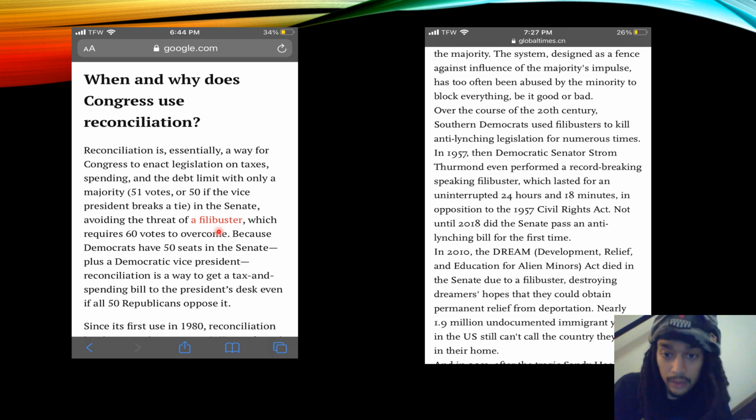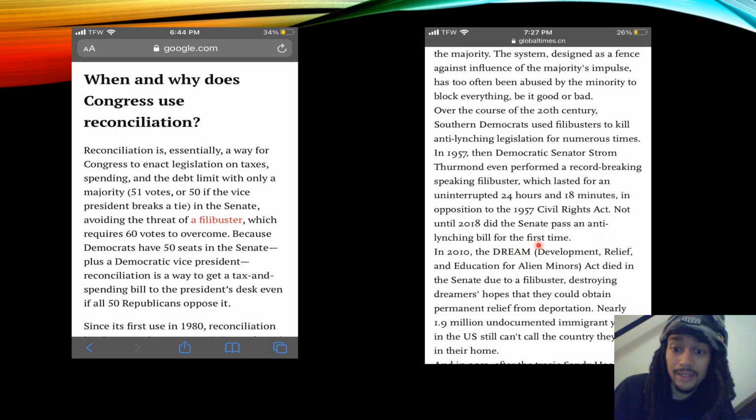So I'm gonna read this. Okay, we're gonna talk about the Civil Rights Act. Southern Democrats used filibuster to kill anti-lynching legislation numerous times. In 1957, Democratic Senator Strom Thurmond even performed a record-breaking speaking filibuster, which lasted for an uninterrupted 24 hours and 18 minutes in opposition to the 1957 Civil Rights Act.